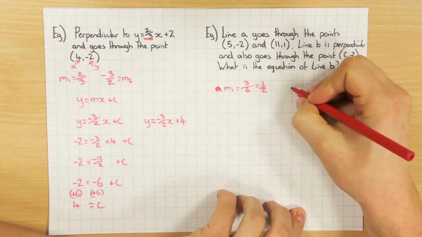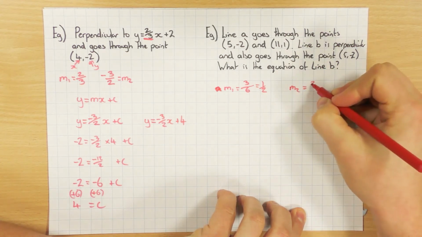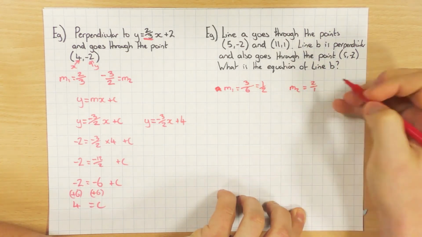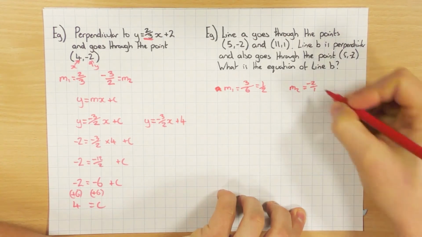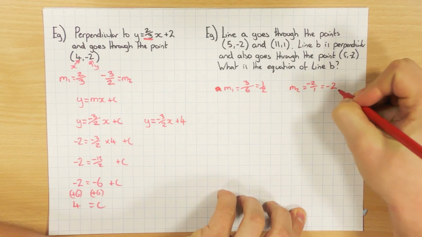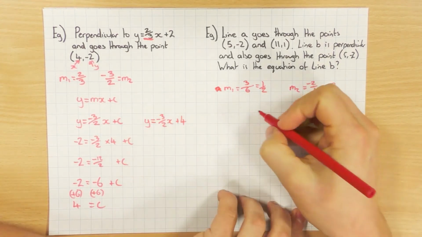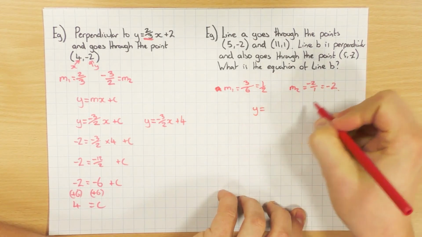So if I want the gradient of the perpendicular line, as we've done before, I flip that to be 2 over 1, and because that one's positive, I just make that one negative. And -2 over 1, or -2 divided by 1, is just -2. Once you've got the perpendicular gradient, it's exactly the same steps we do over here. Let's substitute it in.